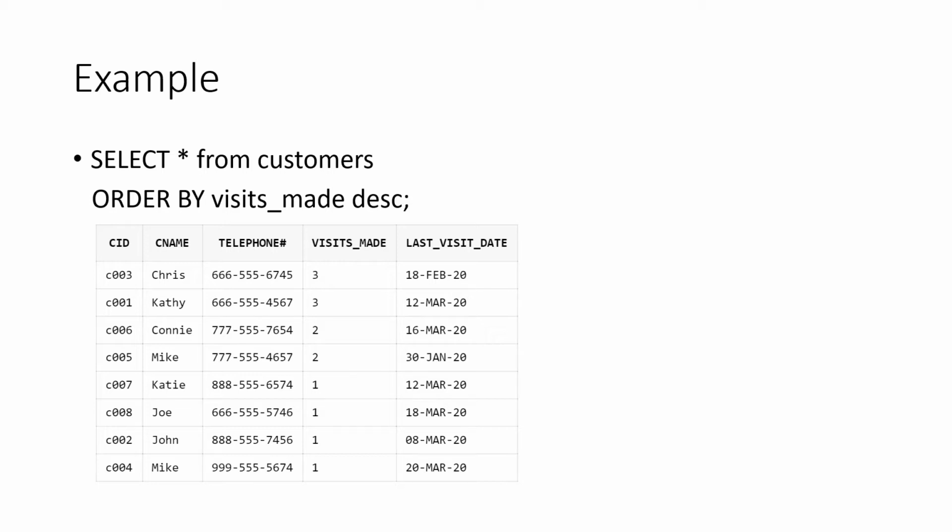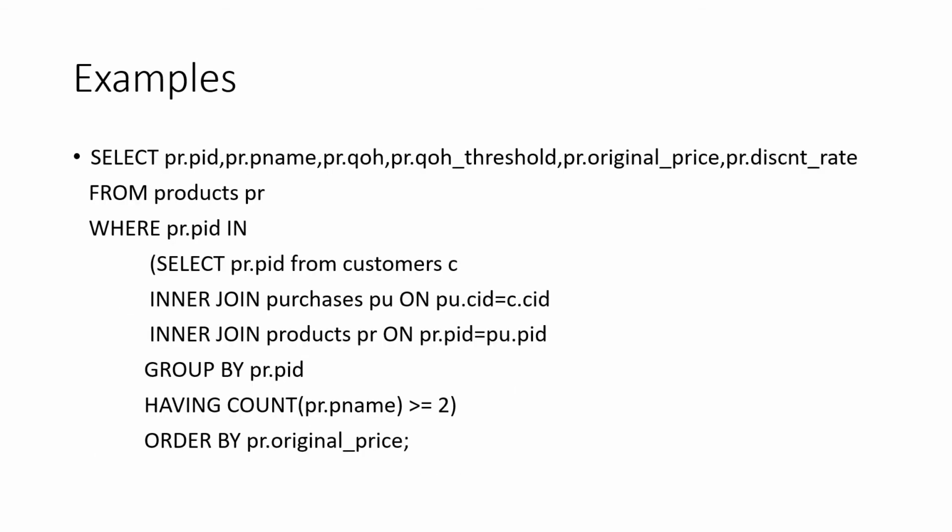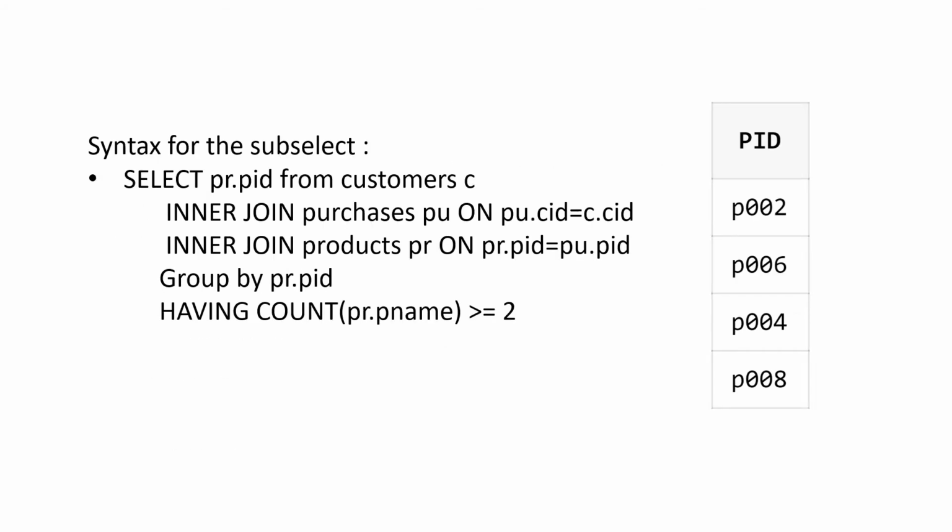To retrieve more specific data, this is how a simple select statement looks. To retrieve more specific data, we can use subselects, which is shown in the next example. So here the query is to retrieve all the attributes of the products table that are purchased by at least 2 different customers and sorted based on the original price. In order to solve this query, first I need to solve the subquery part, in which the customers table is joined with both the purchases and the products table based on the related columns between them.